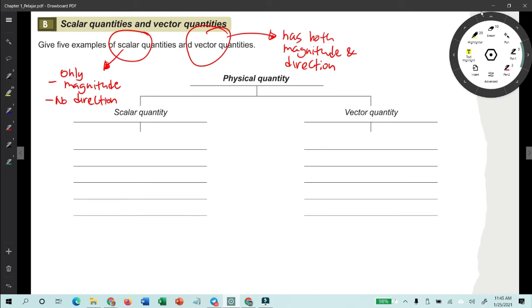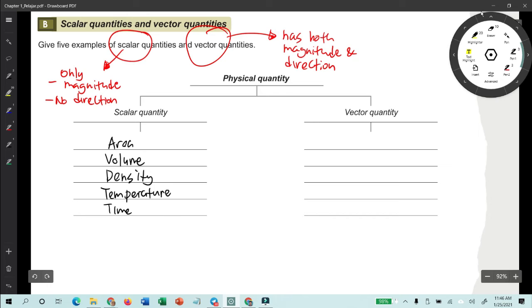So examples of scalar quantities are area. All these quantities will have magnitude, but area doesn't have direction. Same goes with volume. Volume also has no direction. Density also doesn't have direction. Temperature also doesn't have direction. Time also doesn't have direction. Then you can continue with pressure, which also doesn't have direction, work, energy, and then the list actually goes on.